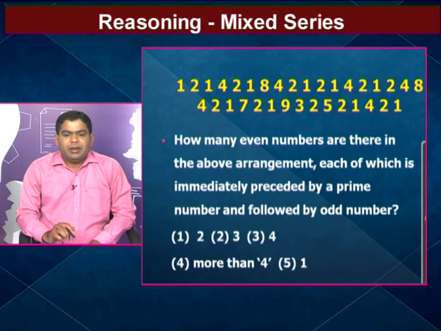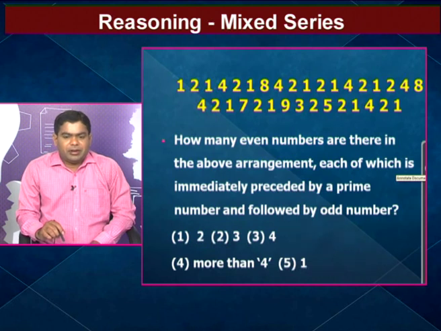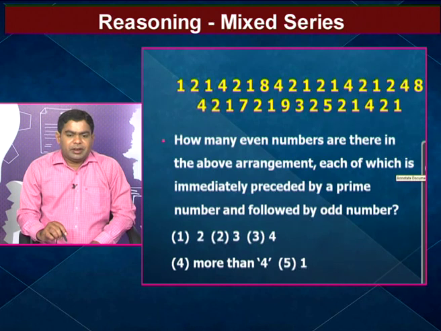How many even numbers are there in the above arrangement, each of which is immediately preceded by a prime number and followed by an odd number? So already we know that in our question the even numbers are 2, 4, 8. The odd numbers are 1, 3, 5, 7. Perfect squares are 1, 4, 9, and in our given series the perfect cubes are 1 and 8.